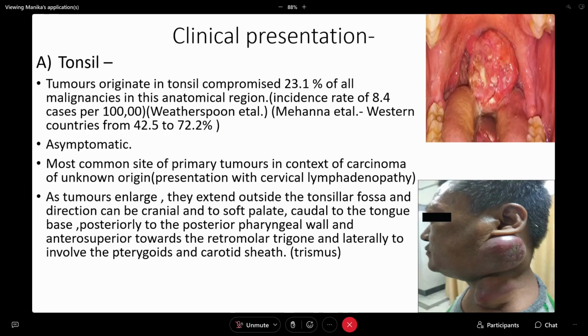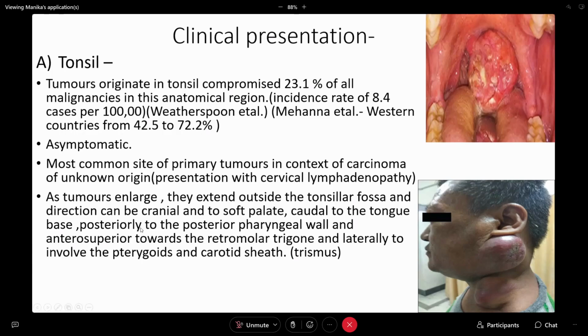Coming to the tonsil, tumors originating in the tonsil comprise around 23.1% of all the malignancies in this anatomical region, and the incidence rate is 8.4 per 10,000. The clinical presentation of tonsil cancer is usually asymptomatic. It is the most common site of primary tumor in the context of carcinoma of unknown origin, and if it is the most common site of primary tumor in the context of CUP, then the presentation is cervical lymphadenopathy.